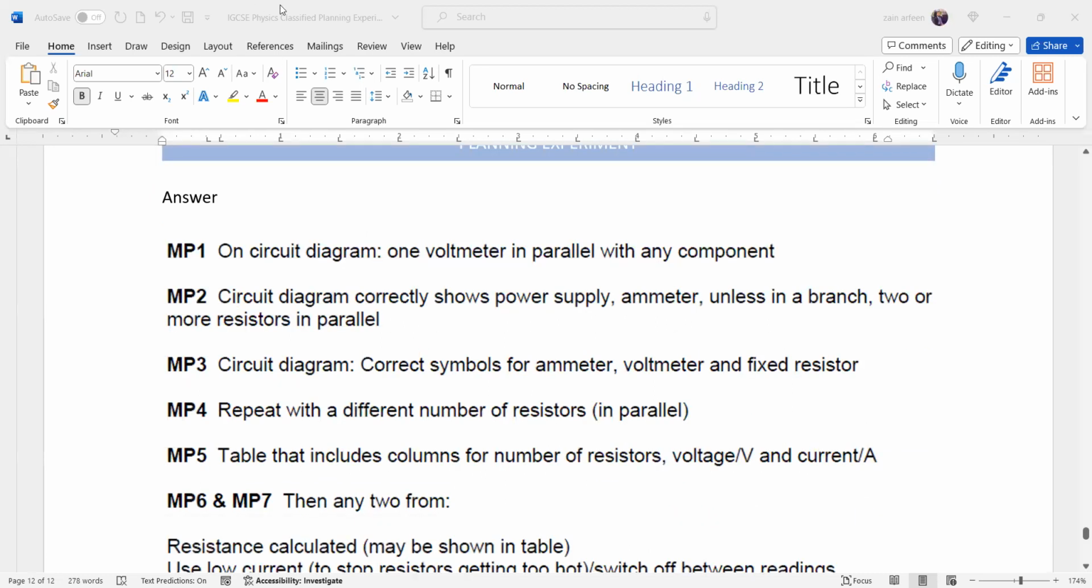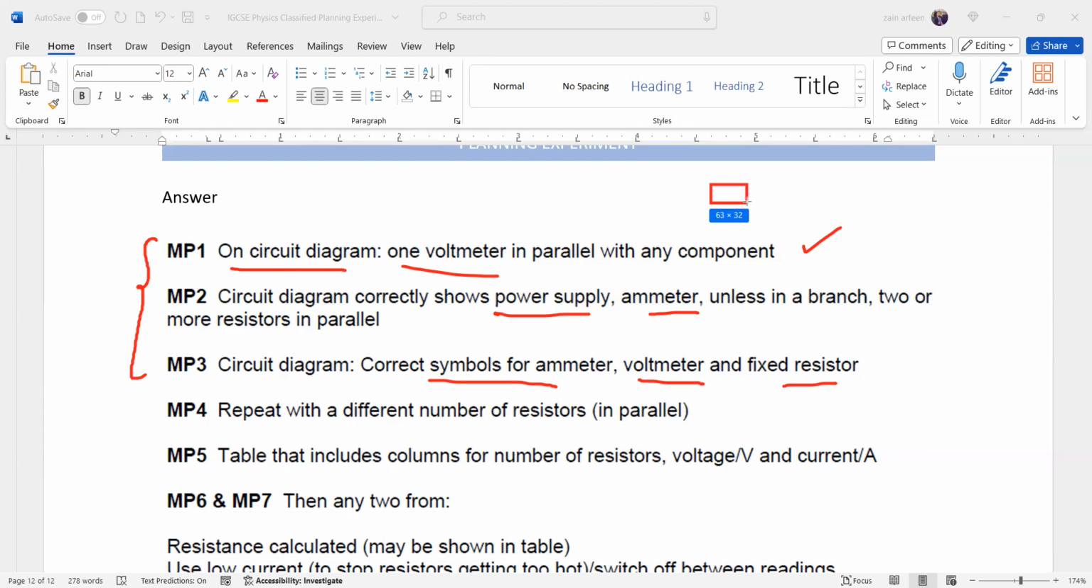The first marking point on a circuit diagram is one voltmeter in parallel with any component, like the first resistor or second, as I drew the voltmeter. Then the circuit diagram correctly shows a power supply. Because the circuit symbols are important, the power supply and ammeter should be there, with the correct symbol for the ammeter, voltmeter, and the fixed resistor. So 3 marks are there. You will score from the circuit symbols, the drawing of the circuit itself.